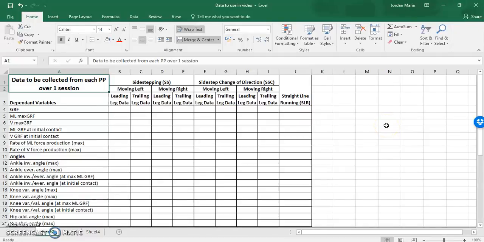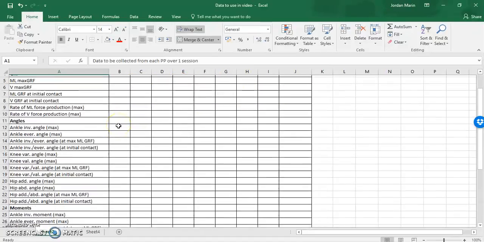This is a short video for running a t-test to determine statistical analysis in Excel. I'm going to start by introducing my research. Along the side here we have the dependent variables, i.e. the variables that we're going to measure, and across the top we have the independent variables, the variables that we're going to change. So there are a lot of variables.